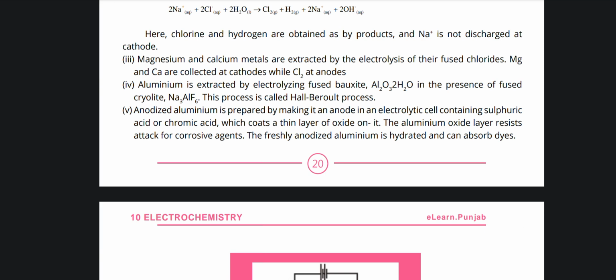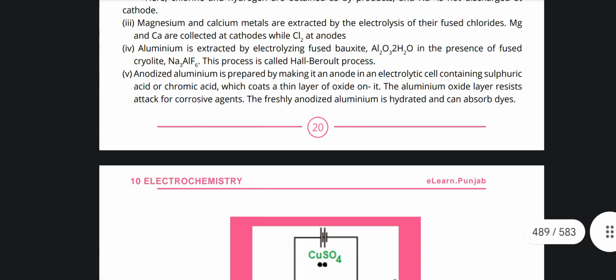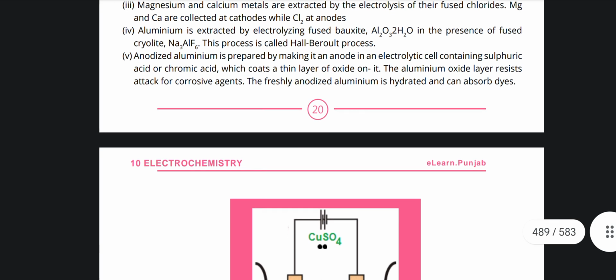3. Magnesium and calcium metals are extracted by the electrolysis of the fused chlorides. Magnesium and calcium are collected at cathodes while Cl2 at anodes. Aluminium is extracted by electrolyzing fused bauxite Al2O3.2H2O in presence of fused cryolite Na3AlF6, and the process is called Hall-Héroult process.